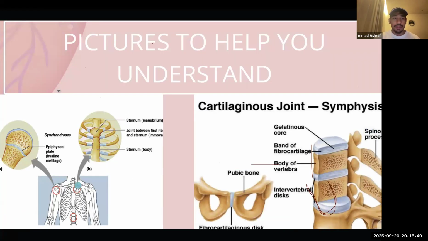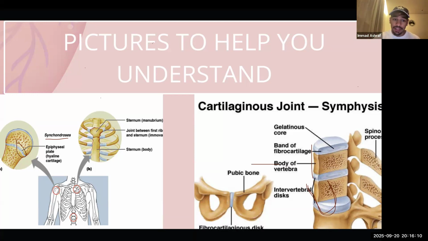Okay. So in this picture over here, you see a synchondrosis, right? Which is a primary cartilaginous joint. You see the epiphyseal plate? This thing is the epiphyseal plate. And this is hyaline cartilage. It's in between, it's where the growth happens. I told you about this, guys. We just learned it earlier.